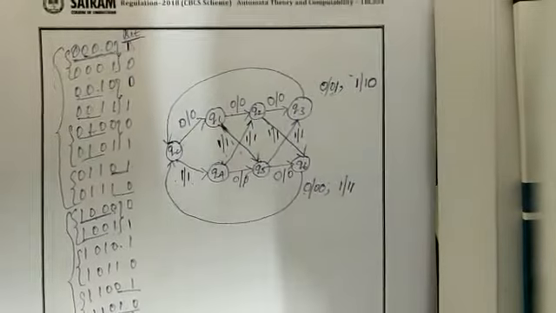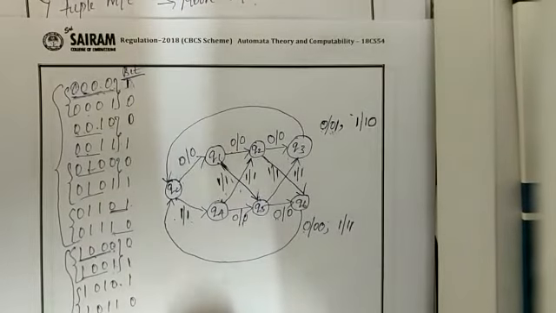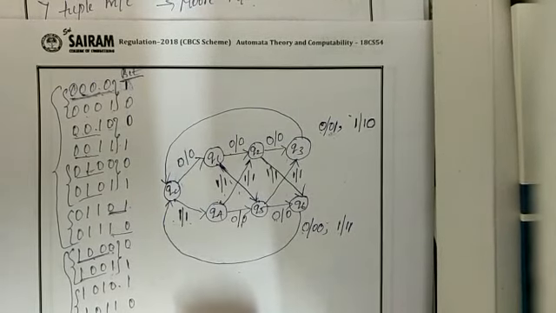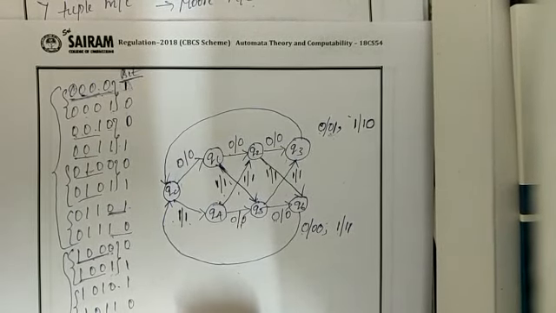This is your Mealy machine that reads a 4-bit binary digit and gives you an output with the parity bit.